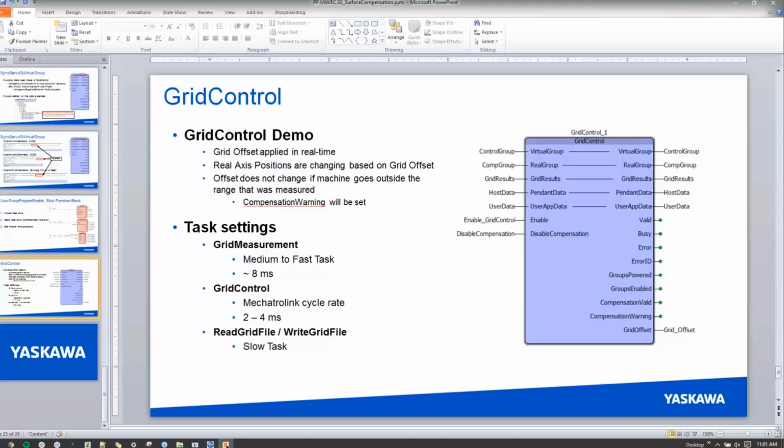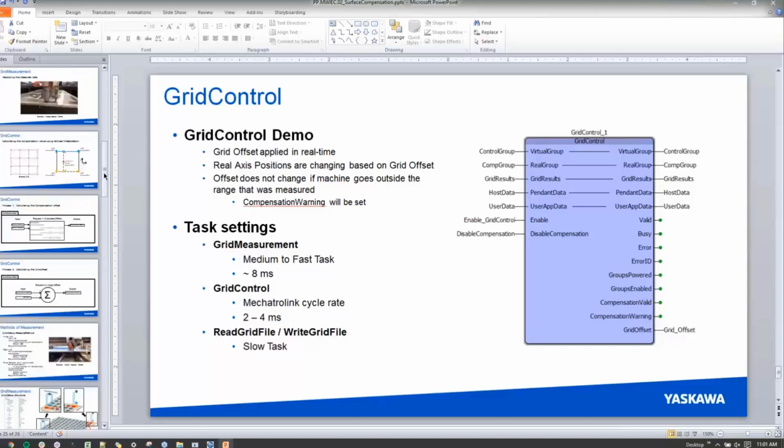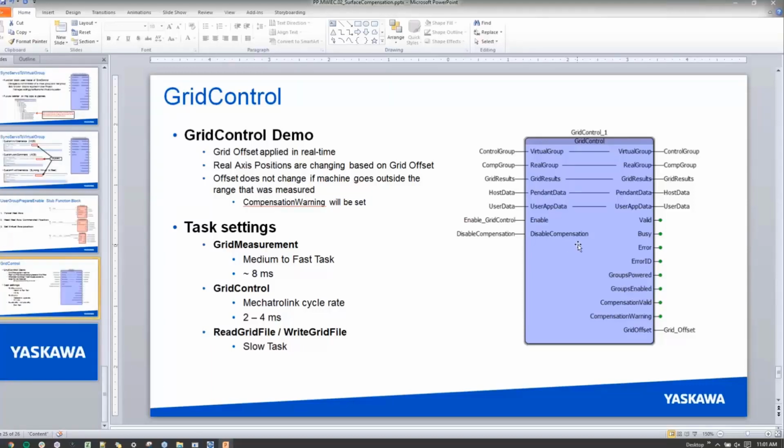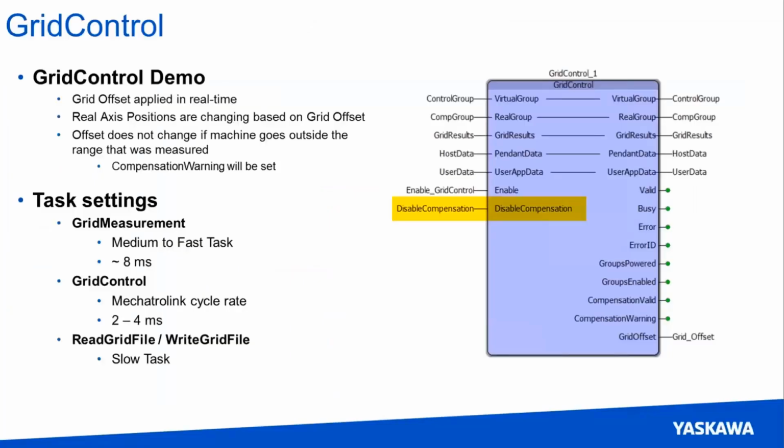Right. So I imagine if you could show that slide again. Yeah. There was a VAR input on grid control to essentially disable the correction. Yeah, right. I've got it right here actually. That's one thing I actually did not mention, is that if you have grid results and say you don't want the offset to be applied in, say, manual mode of your GUI, then you can have disable compensation be turned on and the grid offset will be set to 0.